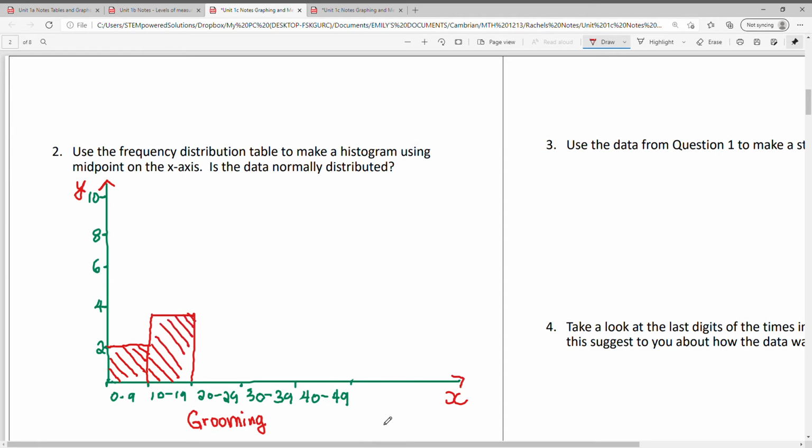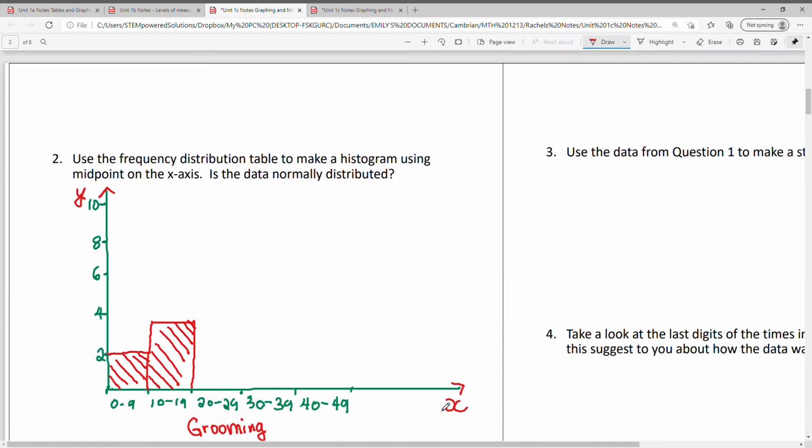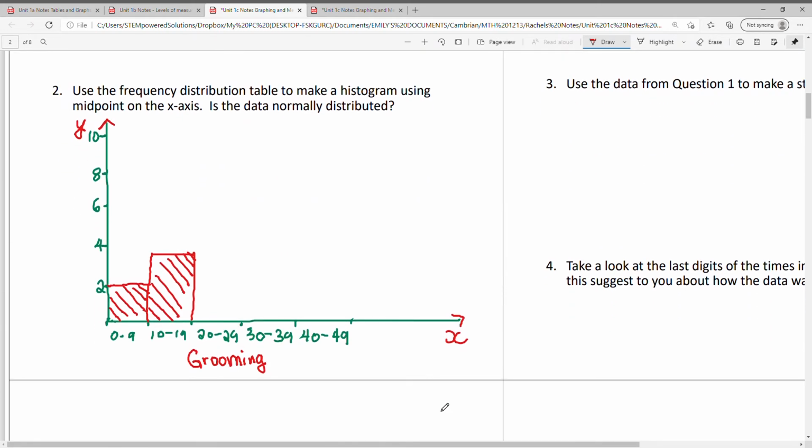For the next time interval, 20 to 29 minutes, we have 9 people who have that kind of grooming time. I'm just going to erase those 2 random dots there. We'll just connect that line all the way up here, which should be close to 9. It should be symbolizing the value of 9.